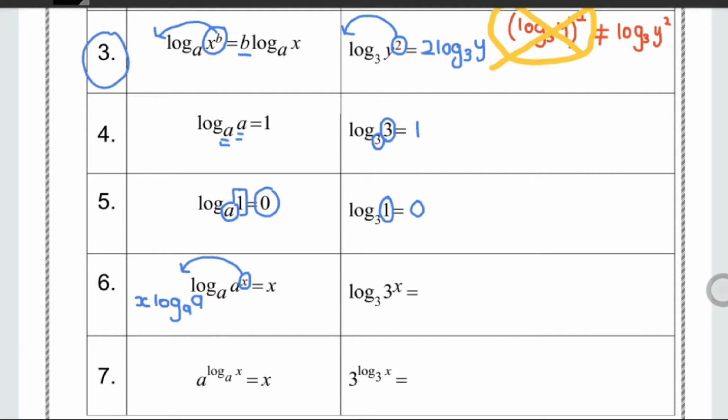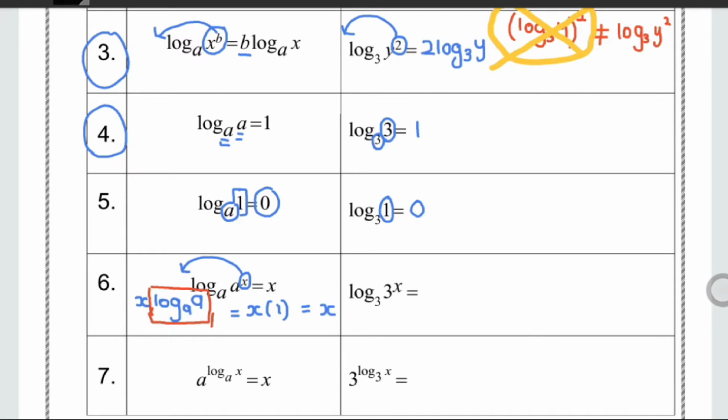Okay, and now by using rule number 4, if the argument or the number is just the same as the base, the answer is 1. As we can see here, we have log a base a. So log a base a equals 1. So in our equation here, we have x times 1, which is x.